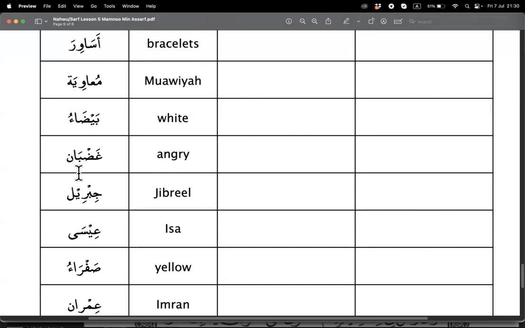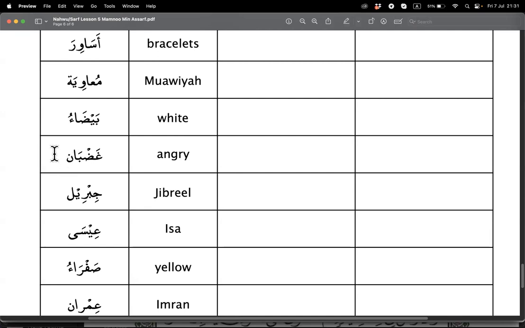Next one, ghadban. The alif noon, right? Yes, but is it a name? No, it's not a name. So the other one, is it a description? Angry, yes, it is a description. So the first one is a description. Second is in the pattern of fa'lan, with alif nun at the end. Okay, good.